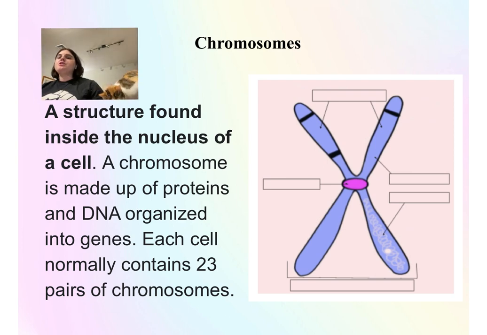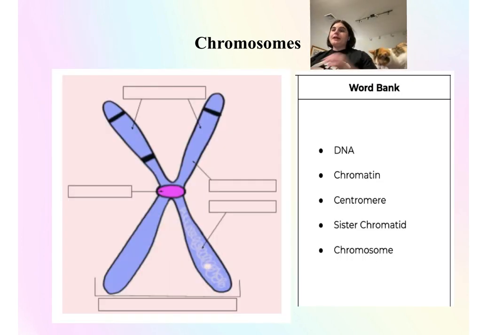Okay, so a chromosome is a structure found inside the nucleus of a cell. It's made up of proteins and DNA organized into genes, and each cell normally contains 23 pairs of chromosomes. So if it's 23 pairs, there's 46 chromosomes in general. We're going to focus on labeling a chromosome, so you're going to label along with me.